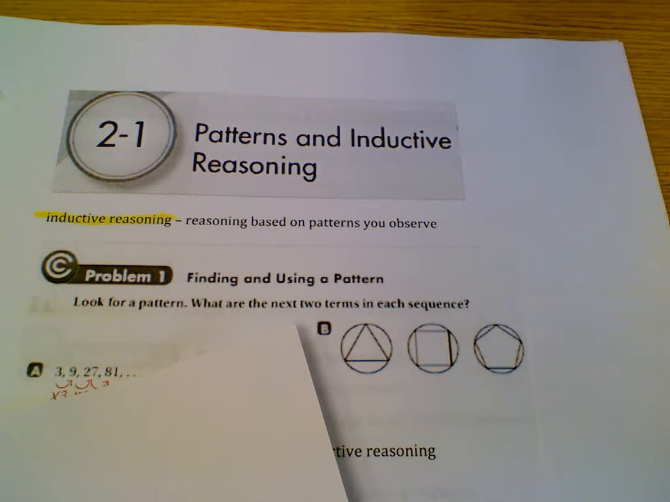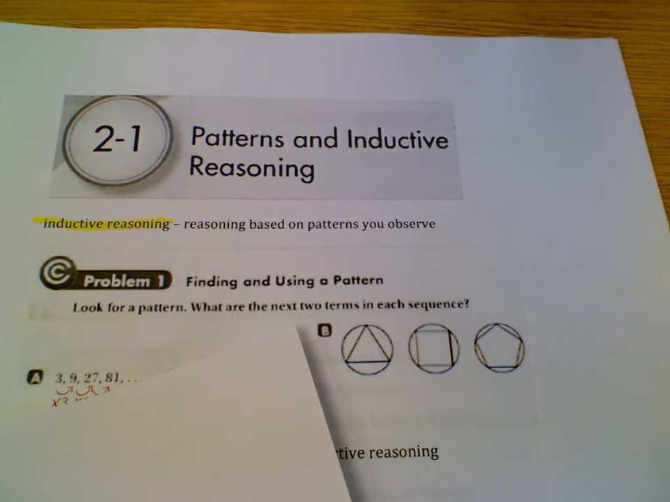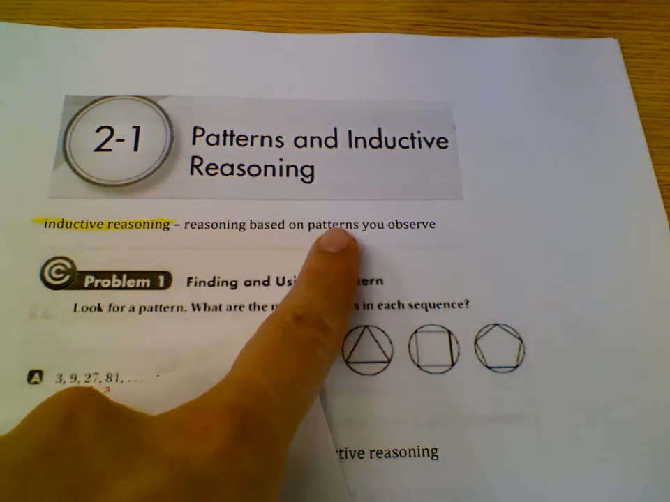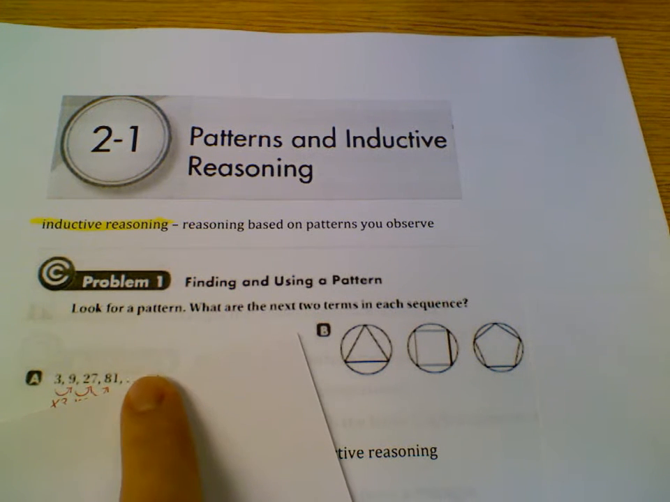This first section of Chapter 2 is about patterns and inductive reasoning. Inductive reasoning is just reasoning based out of patterns you observe. So we're going to be looking at patterns today. So it says, look at the pattern, what are the next two terms in each sequence?